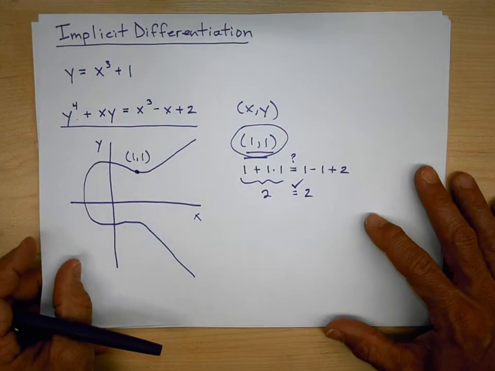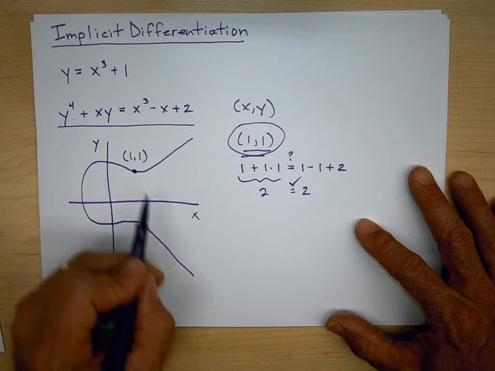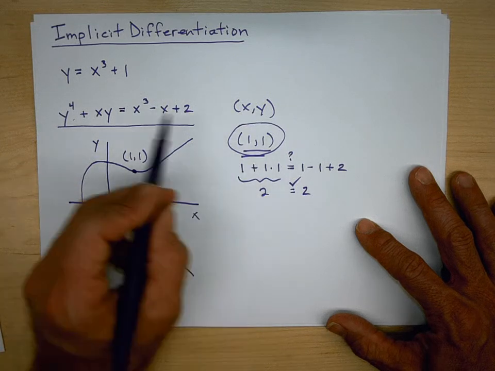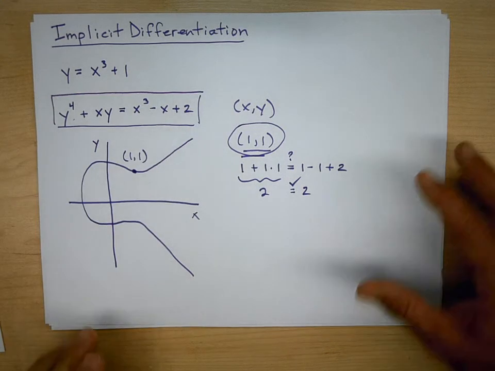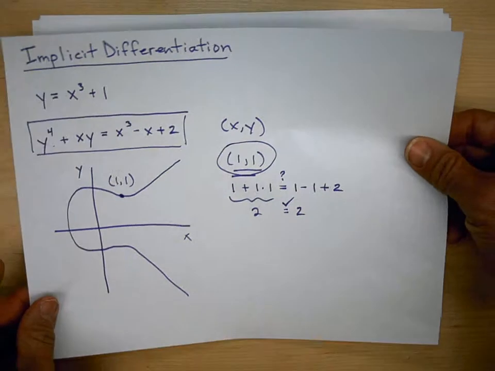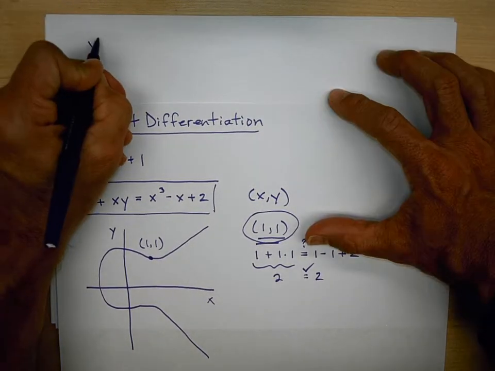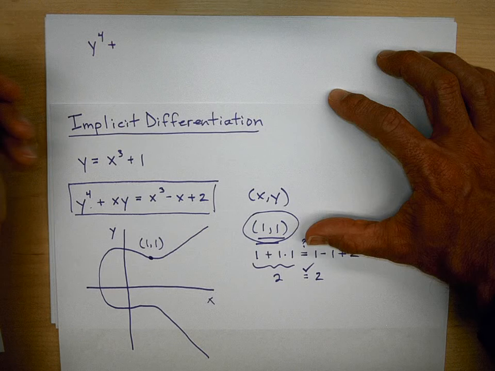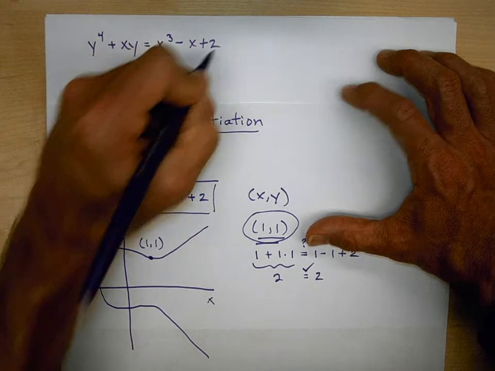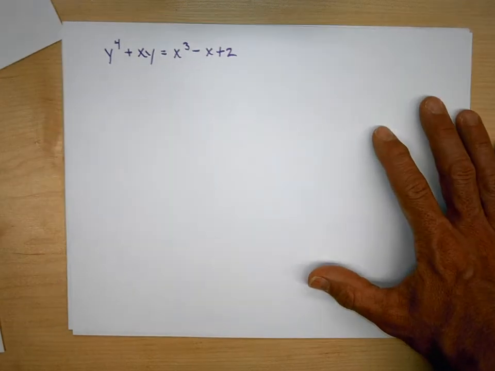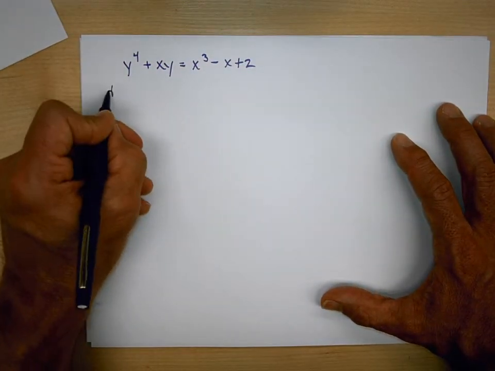So we have this curve here, and I do want to find the equation of the tangent line at the point 1, 1. We've already verified that 1, 1 is on the curve, but what we need to do with this is find y prime. Okay, so let me rewrite it up here. We have y to the 4th plus xy equals x cubed minus x plus 2. All right, so we're going to take the derivative with respect to x of both sides.